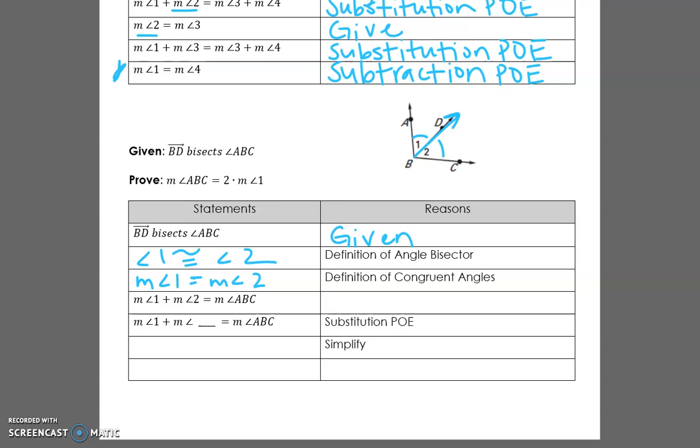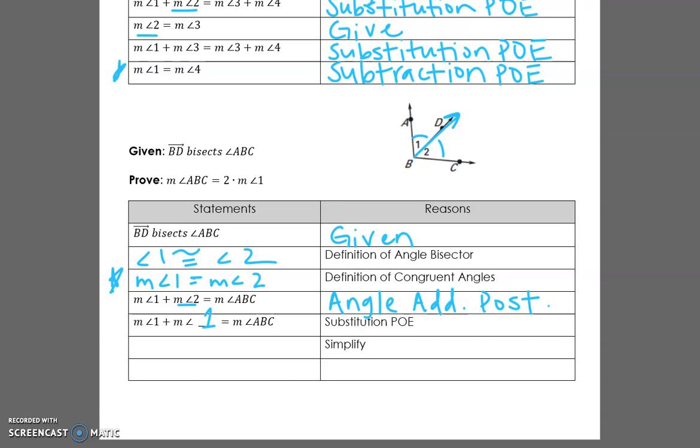So now they're saying that the measure of angle 1 plus the measure of angle 2 equals the entire angle. So baby angle plus baby angle equals the whole angle. That is angle addition postulate. Okay, next they're wanting us to utilize substitution property in some capacity. So the measure of angle 1 plus the measure of angle what? Well, angle 1 and angle 2 have the same measure, so everywhere I see angle 2, I can replace it with angle 1 using the substitution property of equality.